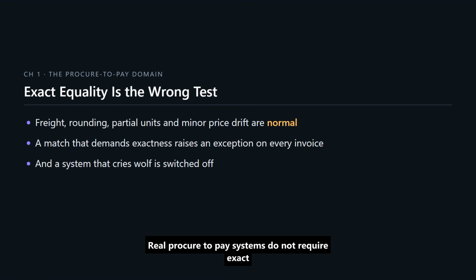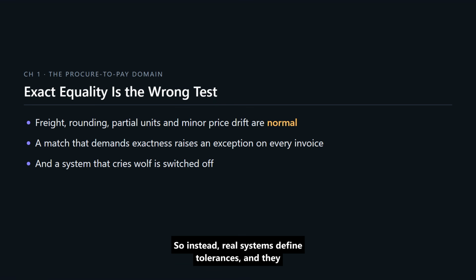Real procure-to-pay systems do not require exact equality in the three-way match, and it is worth understanding why, because the naive version is very tempting. Freight, rounding, partial units, and minor price drift make exactness impractical. If your match demands that the invoice equals the purchase order to the last kobo, then every invoice raises an exception. And a queue of 400 exceptions is a queue nobody looks at. A control that fires on everything is not a control.